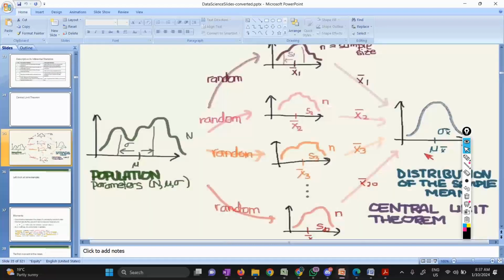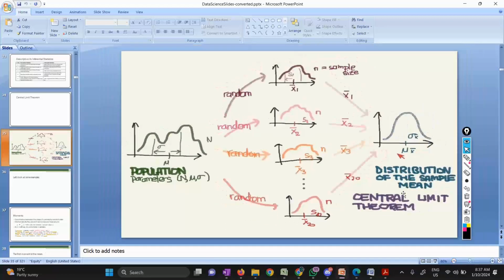Now let me end today's session in 10 minutes. So now comes the final part, central limit theorem. Vikash, would you like to explain central limit theorem?